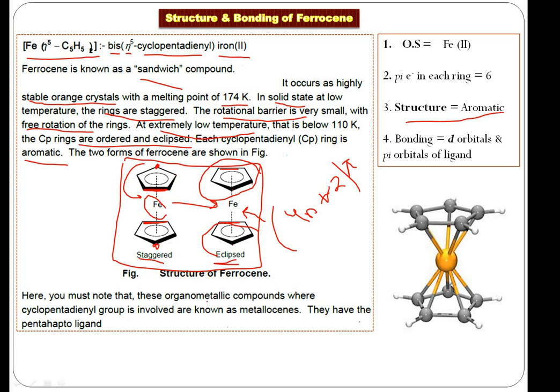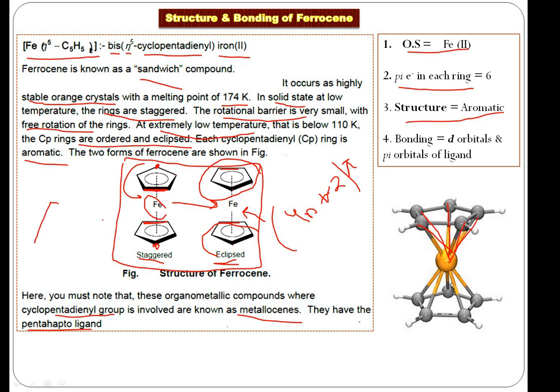And then one must know that these organometallic compounds where we have a cyclopentadienyl group as a ligand are called metallocenes. So ferrocene belongs to the metallocenes, and they have pentahapto ligand, as I mentioned earlier. Each ring is attached to the metal through all 5 carbons, so it's called pentahapto. So the hapticity is 5, that's eta 5. The oxidation state is +2. Now the number of pi electrons in each ring is 6.